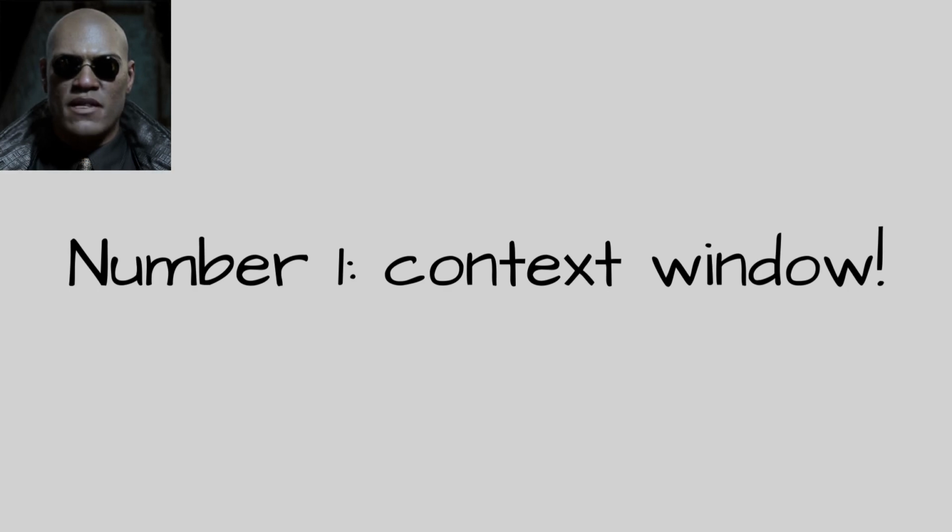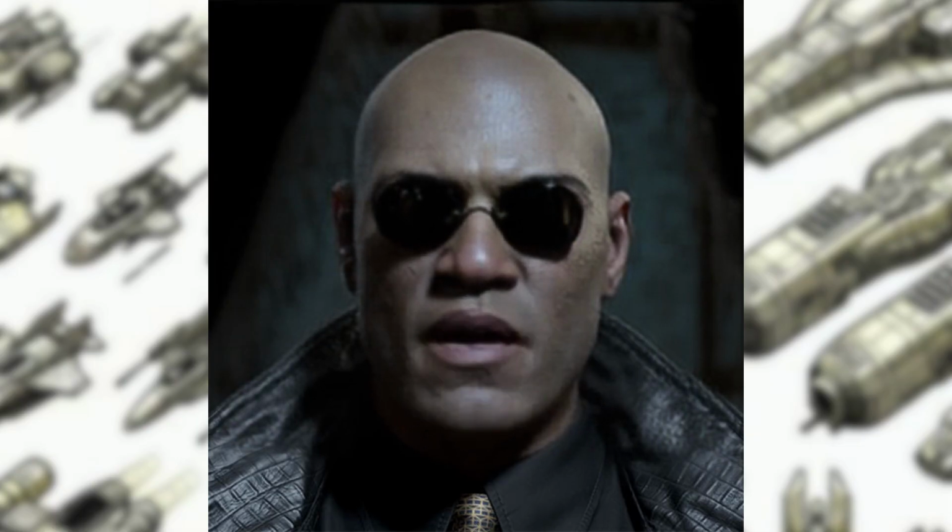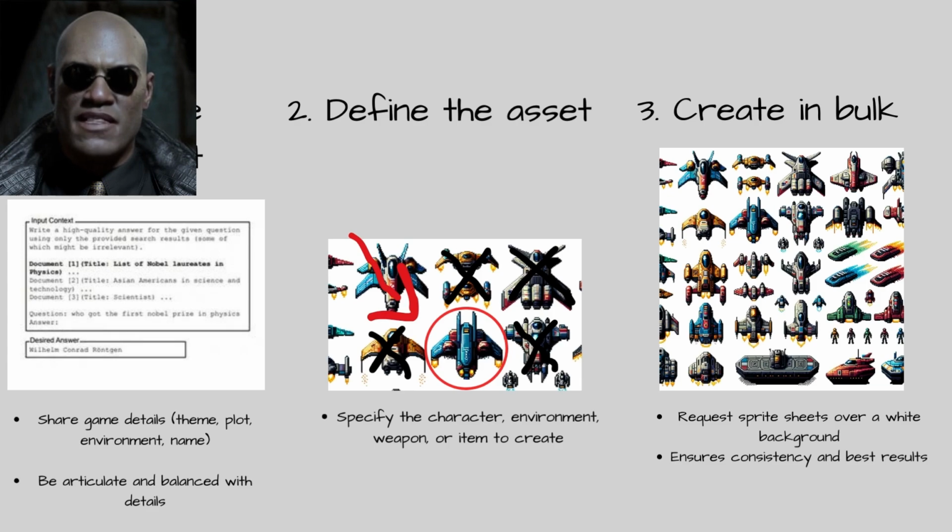Starting off with number 1, context window. When using DALL-E 3, remember it is akin to talking to an actual artist. More on that later. So give it details about your game, like the idea, whether it be theme, plot, environment, name. The more articulate, keyword here, details, the better.